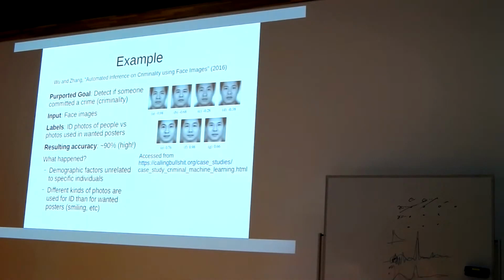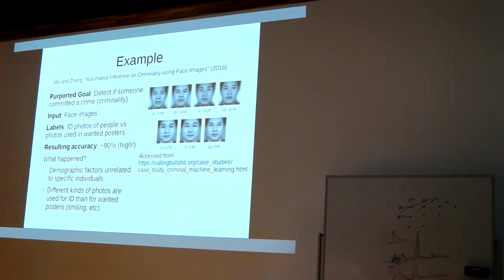So it turns out some of the images were from people's ID photos, from a Chinese government data set, just ID photos of people. And then the other ones are still ID photos, but the ones that were chosen in order to make the wanted posters for these people. So there's all sorts of stuff about how that choice was made that underlies this data set, and what is the algorithm actually detecting.